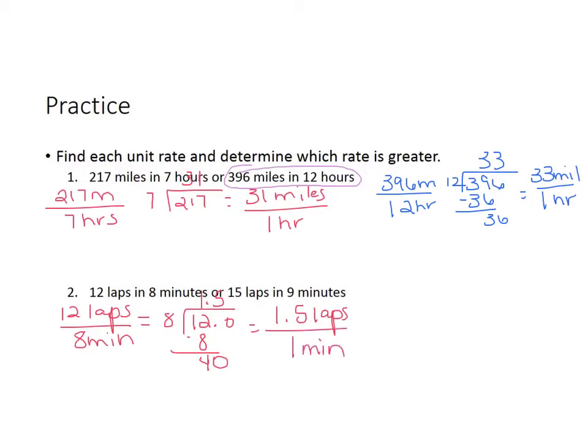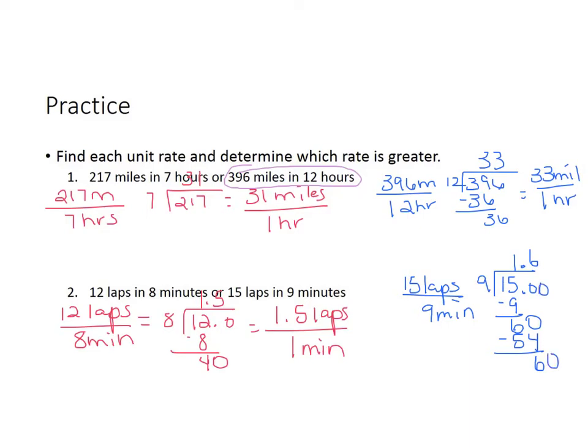The next option, let's look at 15 laps in 9 minutes. You divide that out, 15 divided by 9. 9 goes into 60, let's see. Sorry, I had a little bit of problem with the copier there. So 9 goes into 60 6 times, which is 54. And you see where this is going? Yep, so we're going to get 1.666 repeating for every 1 minute.